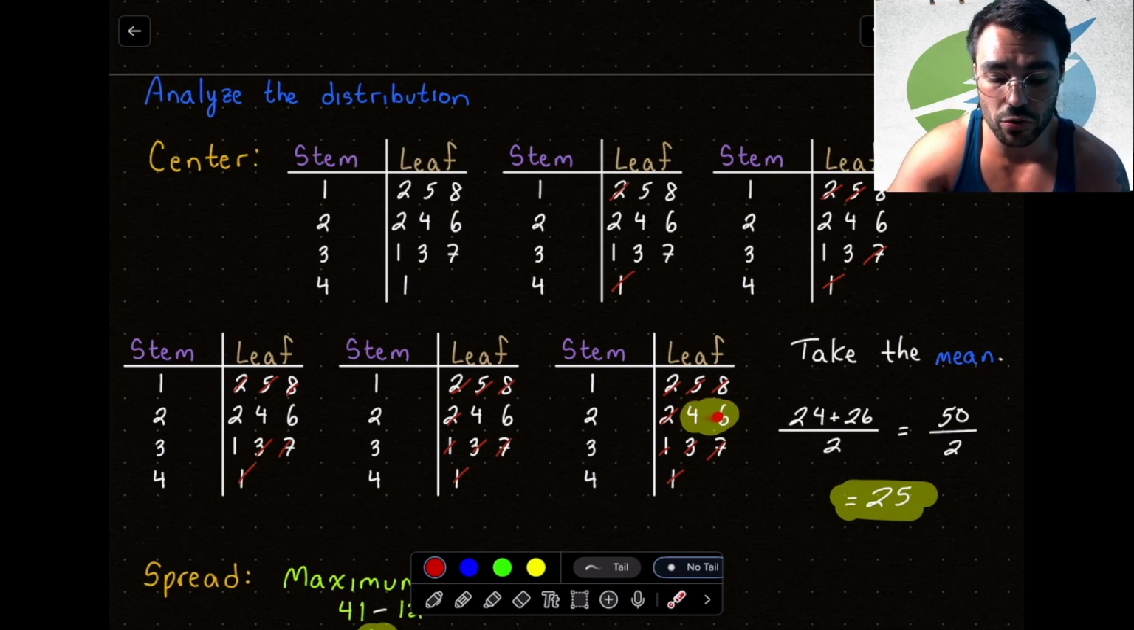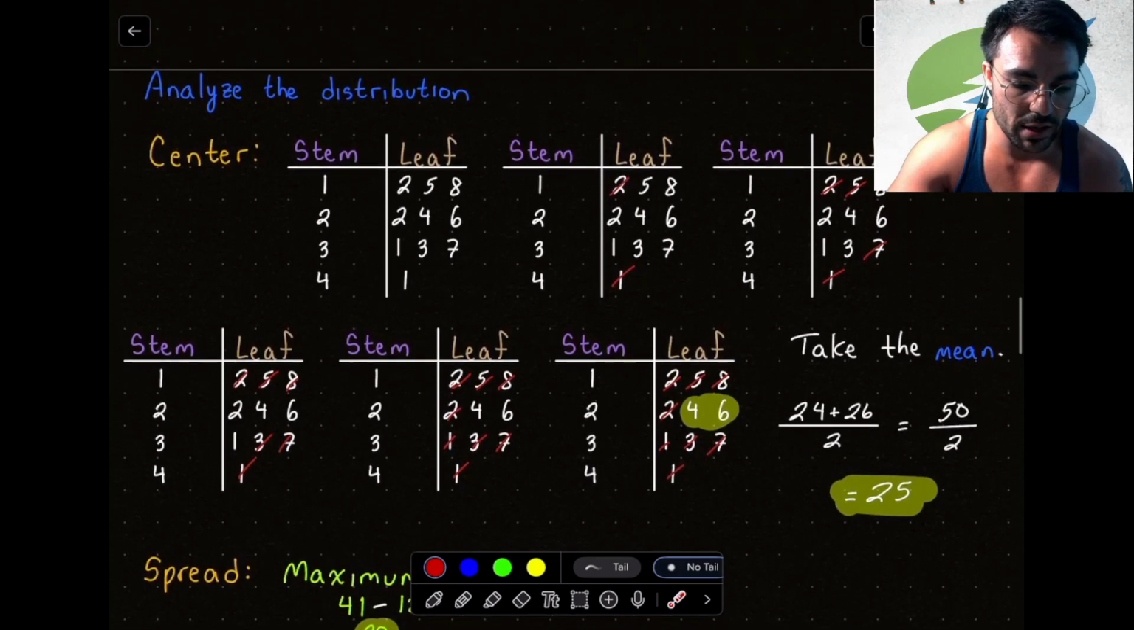Because we have two numbers in the middle, we're going to take the mean of them, or average them out. There's two values here, so we add them up and divide by 2. The 4 represents 24. The 6 represents 26. 24 plus 26 is 50. 50 divided by 2 is 25. The median is 25.